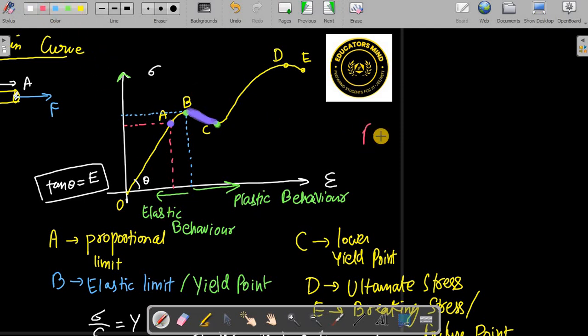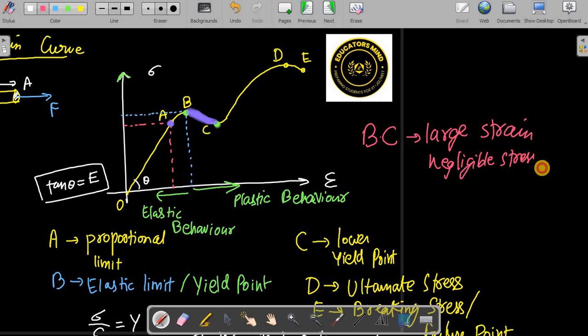The BC portion has large strain and negligible stress. Not much change in stress has happened, but the strain is very large. So this is the fluid behavior.